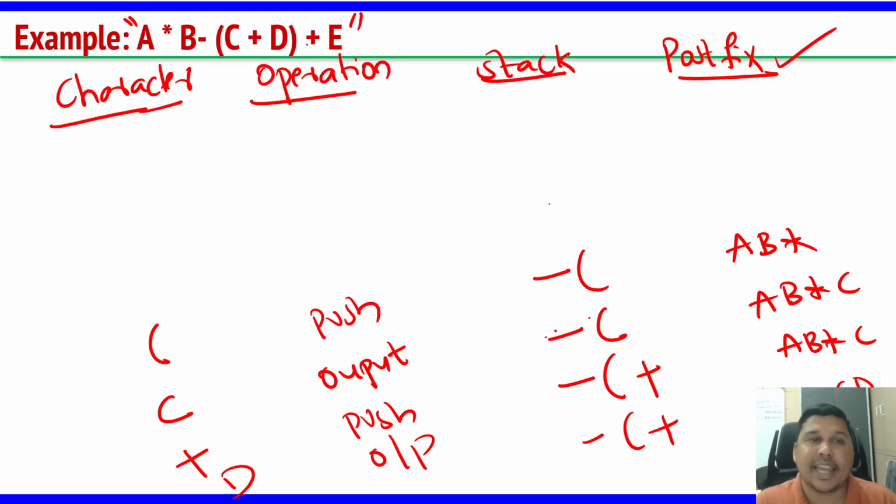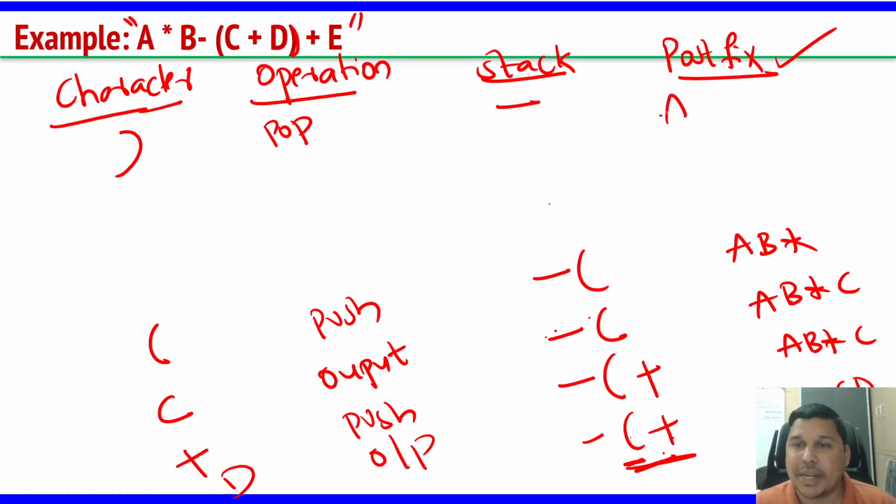Right. So next came the close bracket. When the next character is a close bracket, what do you have to do? Pop out all the elements till you encounter an open bracket. So what is there in the stack? Plus is there, and then round bracket is there. So your stack remains only minus, and whatever was inside the stack till you encountered the open bracket should be popped out and added to the result. So it becomes AB star CD plus.